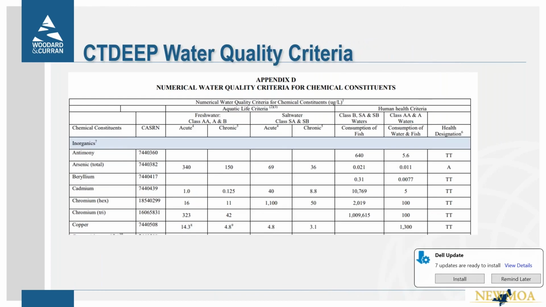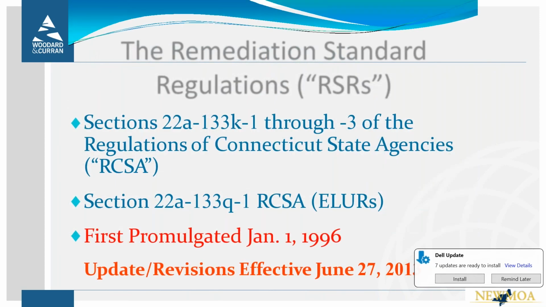The water quality standards, similar to New York, because we also are on the coast, have freshwater and saltwater classifications, acute and chronic aquatic life criteria. They also publish consumption of fish and consumption of water and fish numbers as well, for the direct contact of the water itself or ingestion of fish from it. But the bulk of what we deal with when we're doing remedial decisions is within the RSRs.